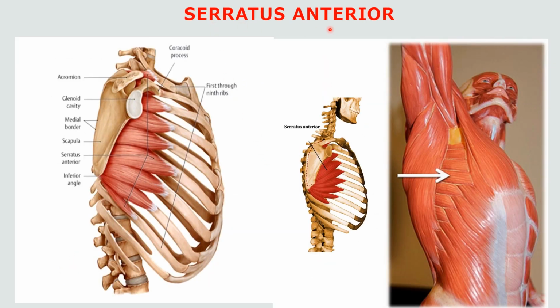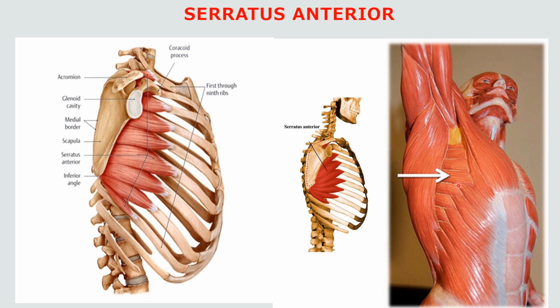Let us discuss the last muscle, that is the serratus anterior in the pectoral region. The serratus anterior is a broad sheet of muscle, as you can see in this picture. It forms the medial wall of the axilla, and it is covered by a fascia.